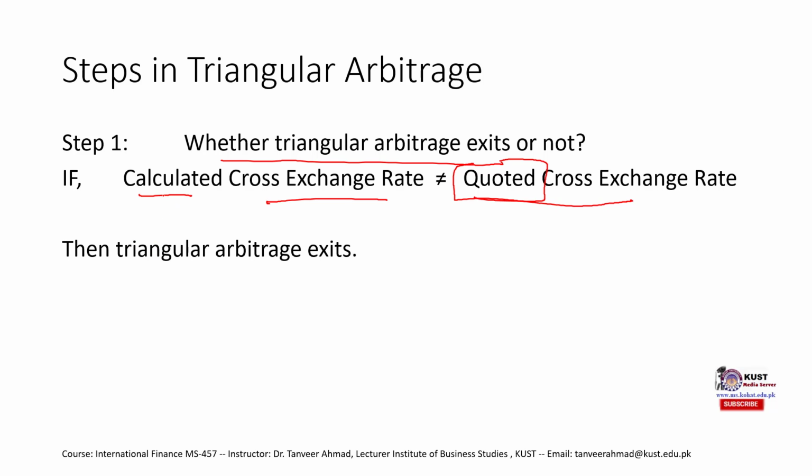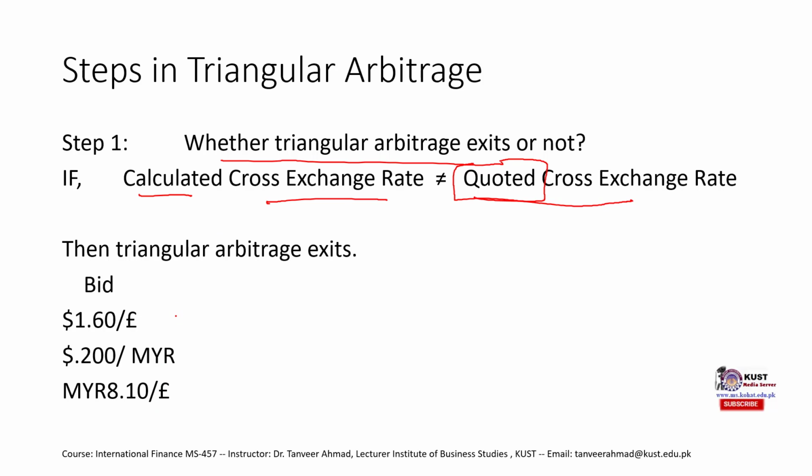So if the calculated rate is different from the quoted rate, the one that is prevailing in the market, then we would say that there is a triangular arbitrage opportunity prevailing in the market. For the sake of avoiding going back to the previous slide, I have written the rates over here.